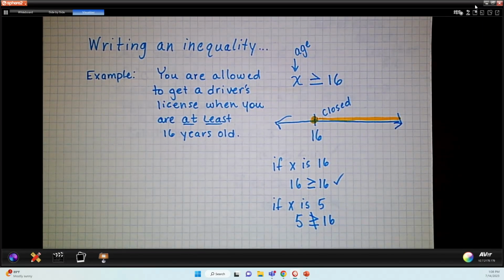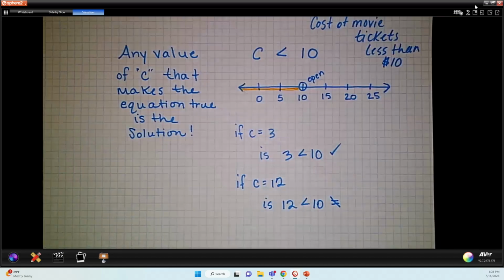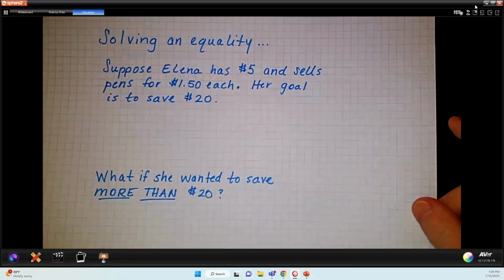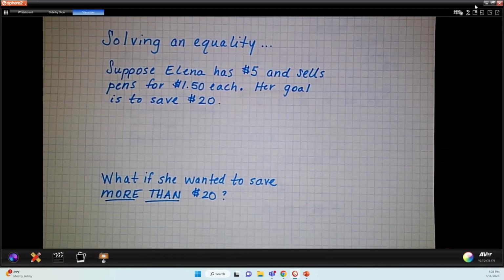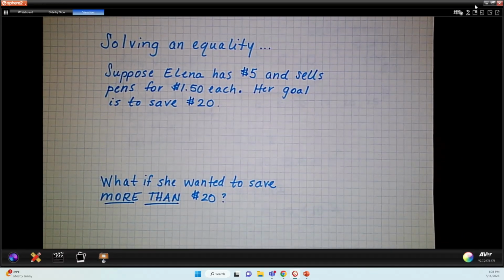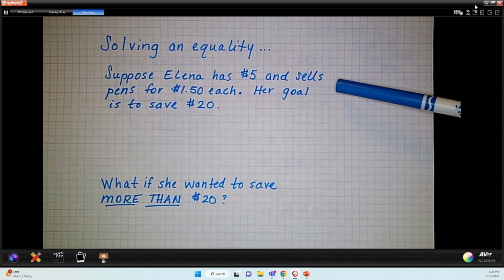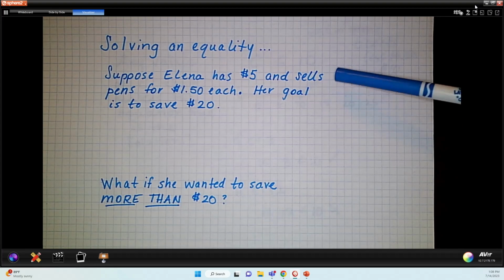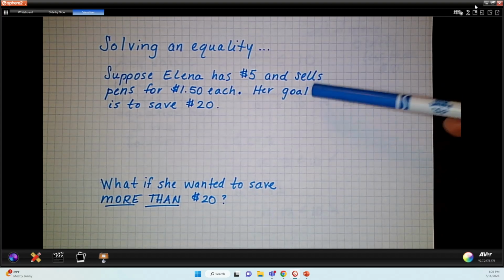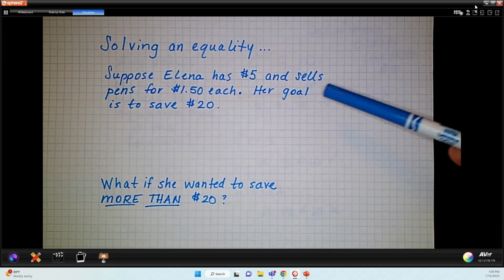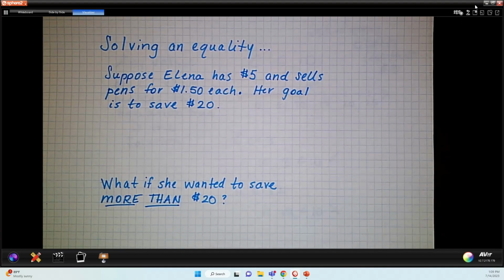Now, once we get into lessons 6 and 7, then we start solving inequalities. Now, solving an inequality is just like solving an equation. However, we're dealing with a range of numbers as our solution, not just one number. So the one example that they give in the summary of our math curriculum: suppose Elena has $5 and sells pens for $1.50 each. Her goal is to save $20.